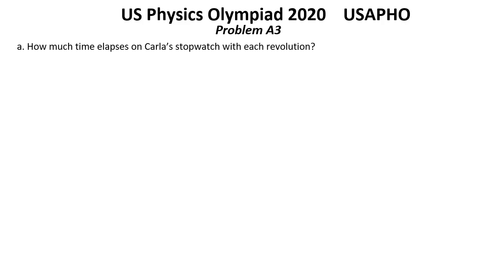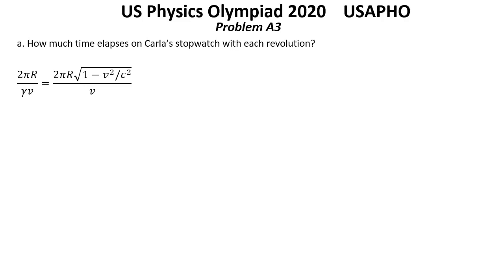Solution for problem A3. Question A. How much time elapses on Clara's stopwatch with each revolution? Solution. From time dilation, her clock ticks slower by a factor gamma. Therefore, each revolution takes 2 pi r over gamma v, which is this expression, 2 pi r multiplied by the square root of 1 minus v squared over c squared, and everything over v. That's the answer for question A.